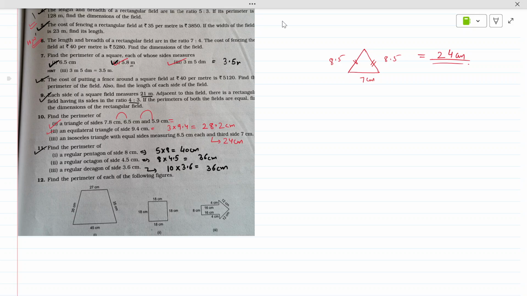Now this is very easy. We have to find the perimeters of the given figures, and everywhere we are given the dimensions. Add them all, you will get the perimeter. Same here and same here.